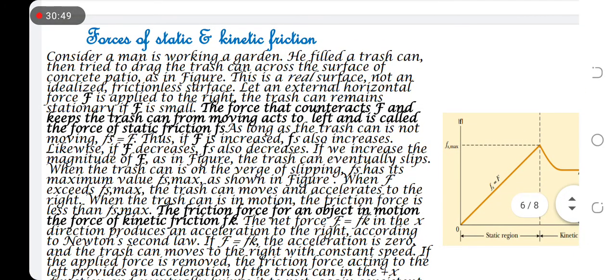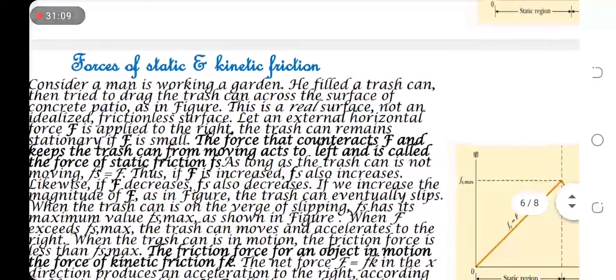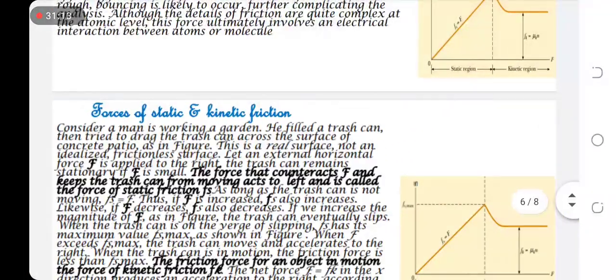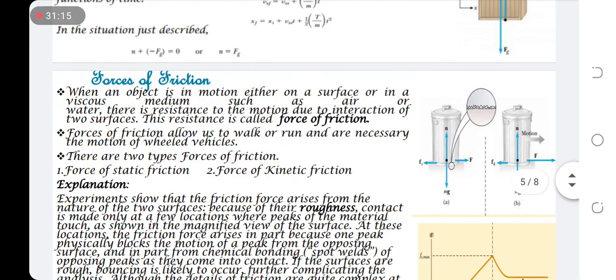We can study from the above figures. Consider a man working in a garden. He filled a trash can, then tried to drag the trash can across the surface of a concrete patio, as in the figure above.